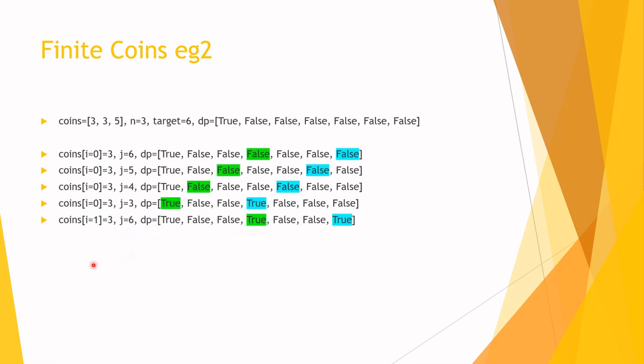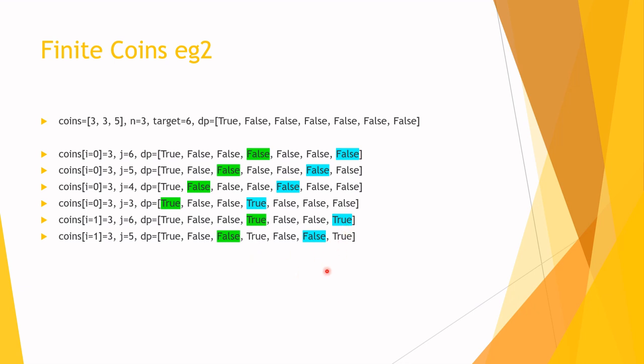Now for the next coin, this is I equals 1. So we have the next coin 3, this coin. So we have true, false or true. That's obviously equal to true, since dp of j will be 6 and dp of j minus coins of 1, that is 3. So 6 minus 3 is 3 and dp of 3 is true. So false or true is true.